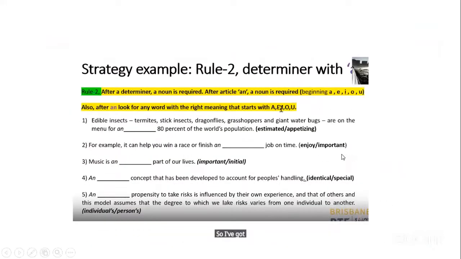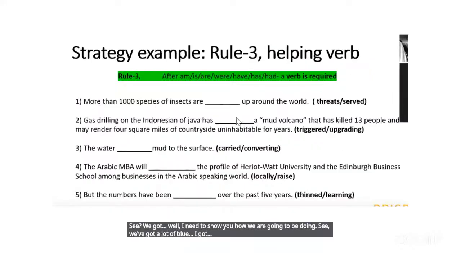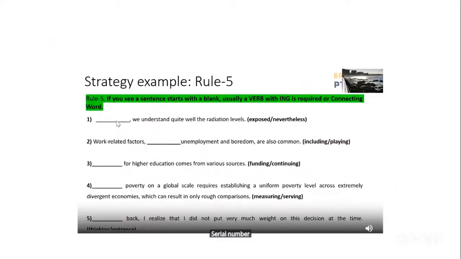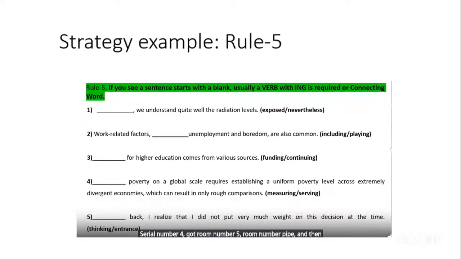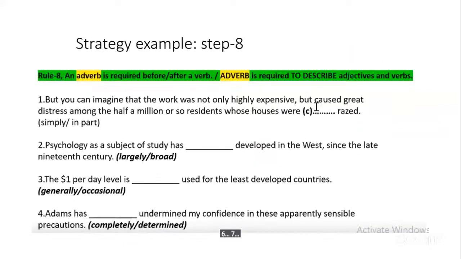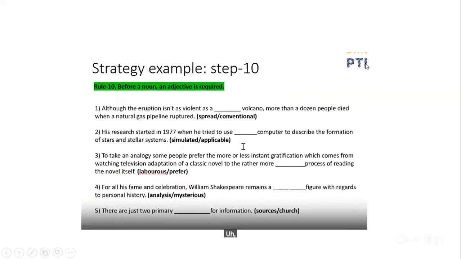So I got a lot of things to tell you, right? I need to show you how we are going to be doing this. I have multiple different rules for the reading part of the PTE. Say rule number 4, rule number 5, and then rule number 6, 7, and 8, right? Because reading is very challenging. I need to teach it grammatically depending on the context of the PTE reading, right? Then here, this is rule number 9 and 10.